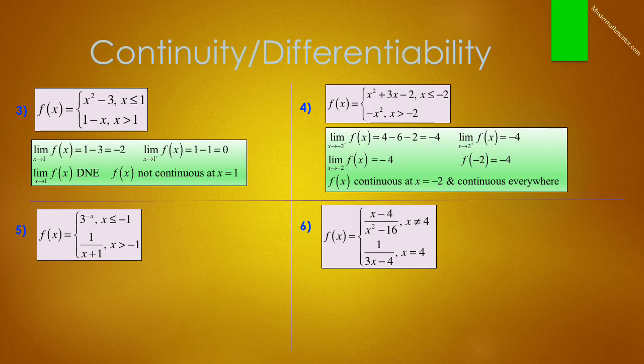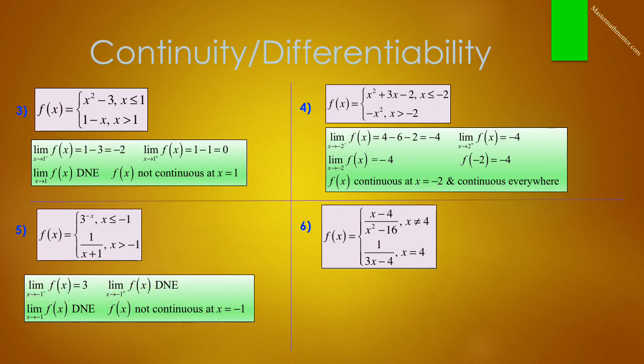We take a look at the limit of f of x as x approaches negative 2 from the right, and we get negative of negative 2 squared, which is also negative 4. Therefore, the limit of f of x as x approaches negative 2 is negative 4. f of negative 2 uses the top function and is negative 4. And since the values are the same, f of x is continuous at x equal to negative 2. And since each piece is a polynomial, we could say that the function is continuous everywhere.